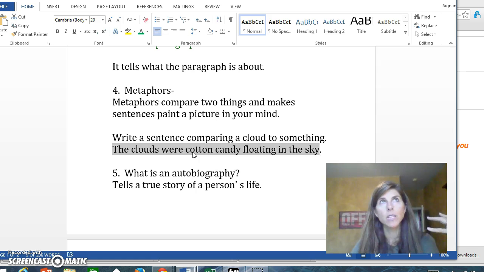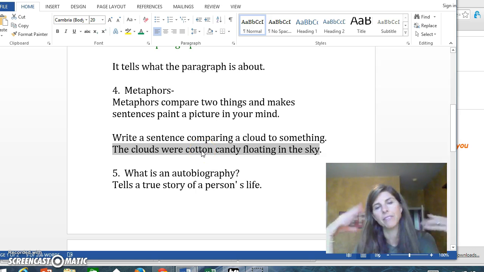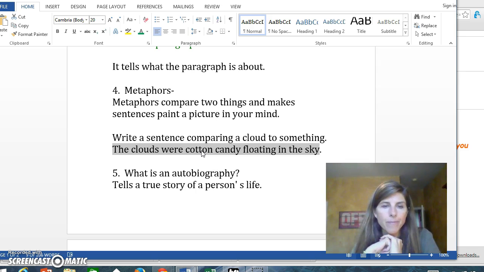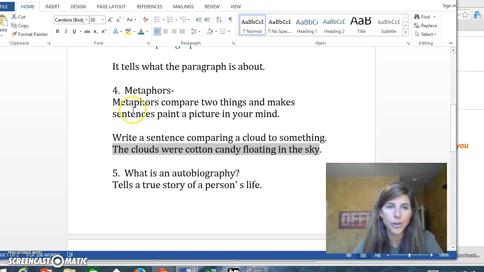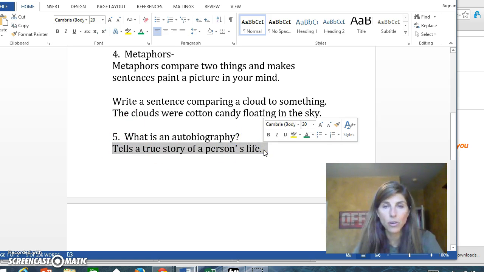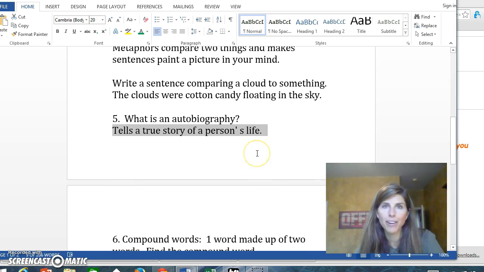So that kind of, you could picture it in your mind as being a light fluffy cloud. Sometimes they're pink, like when the sun is setting, or it could be white cotton candy, because there's all different colors of cotton candy, isn't there? All right, comparing, so metaphors. What is an autobiography? Tells a true story of a person's life. So if you were to write an autobiography about yourself, that would be an autobiography. All right.